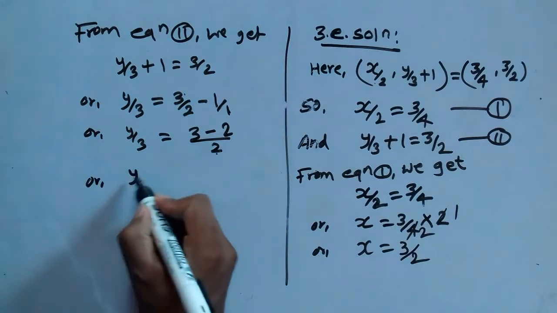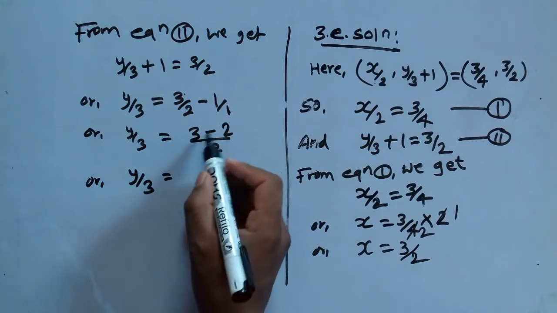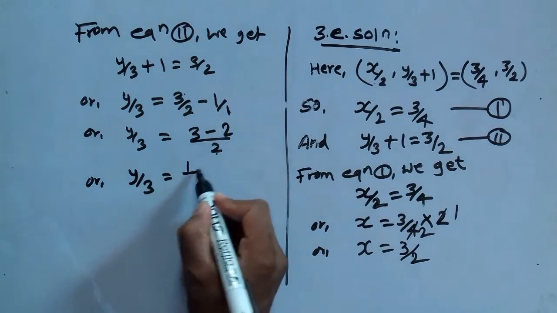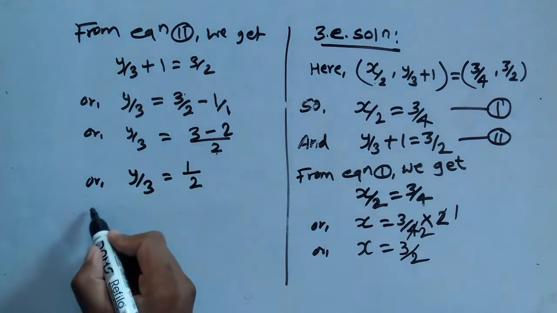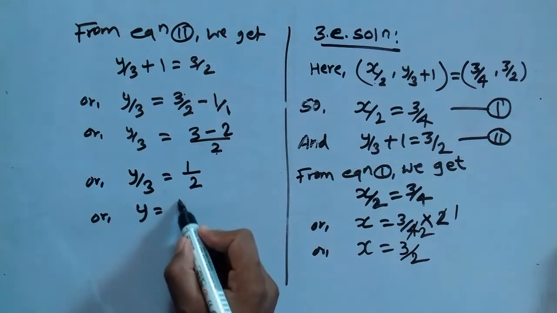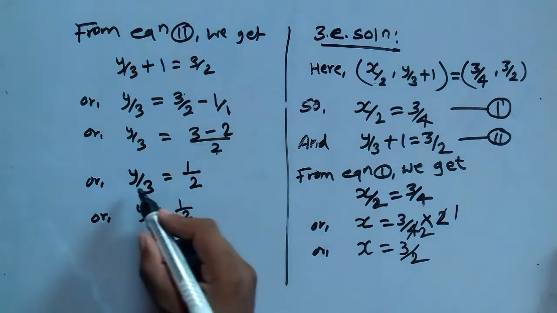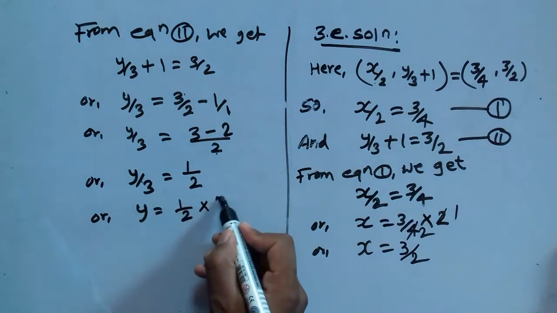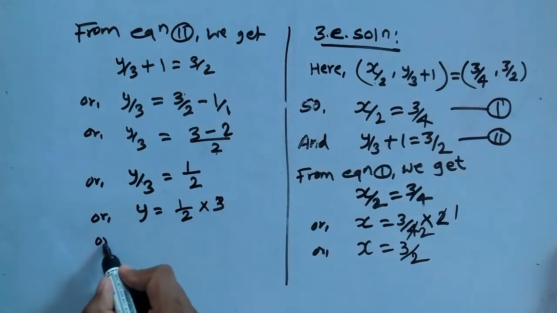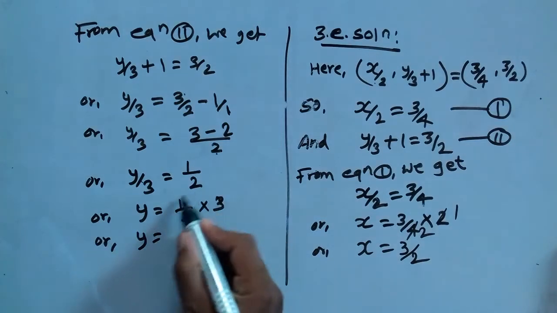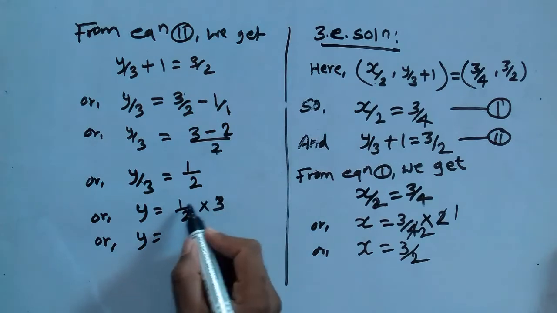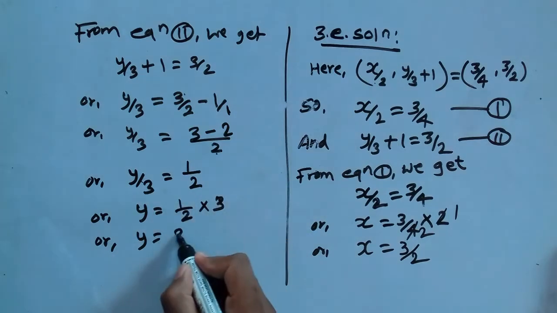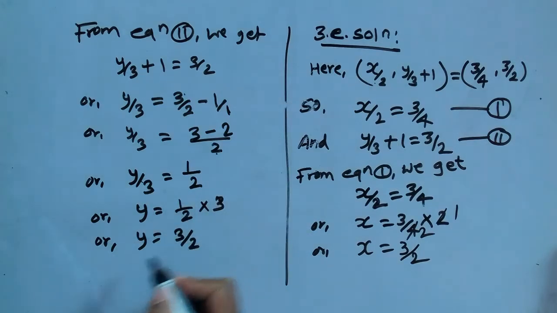Or y by 3 equals 3 minus 2 is 1, then 2. y equals 1 by 2 when 3 goes to the other side. Since here 3 is in division form, when it goes to the other side it will be in multiplication form. Here we cannot divide any number, so we have to only multiply. 1 into 3 is 3, divided by 2. So here the value of both x and y is 3 by 2.